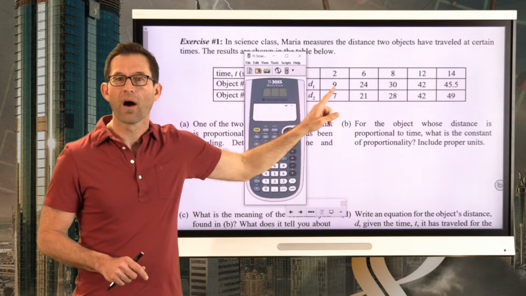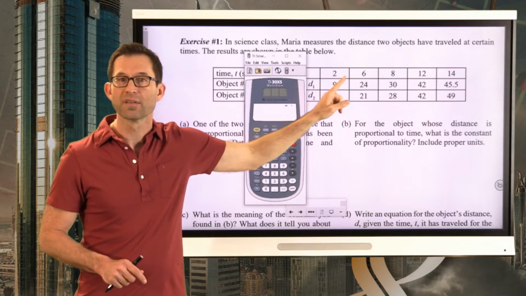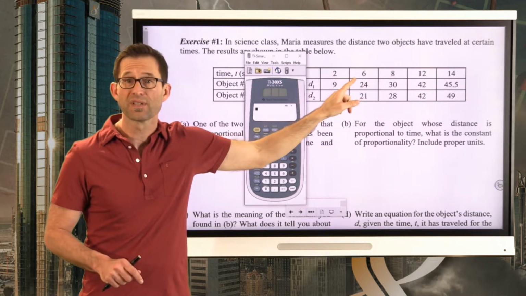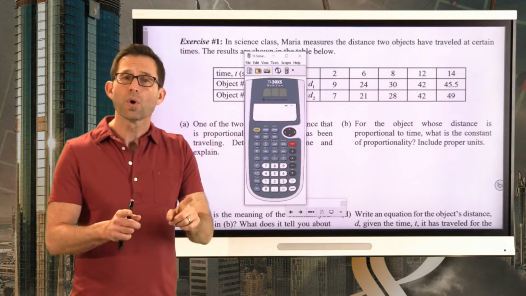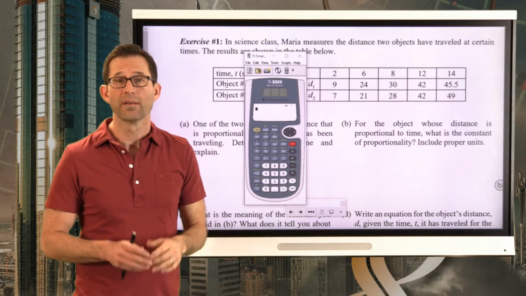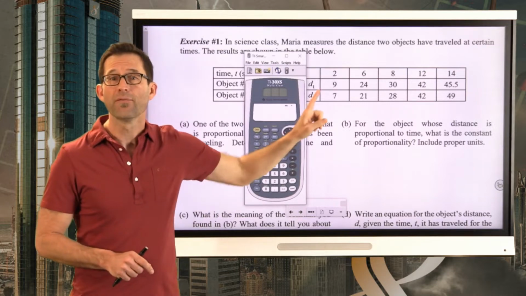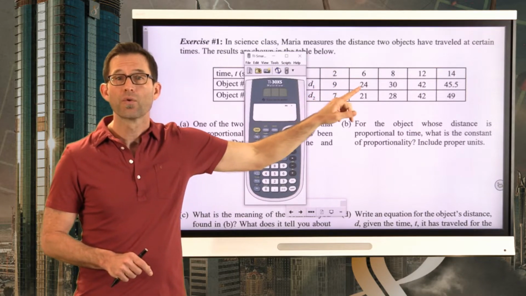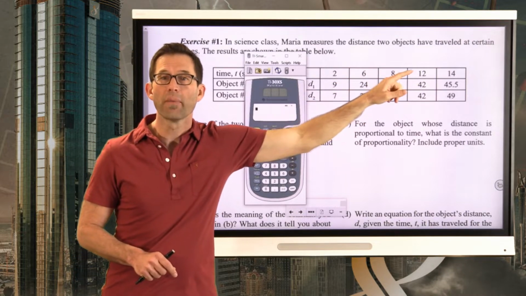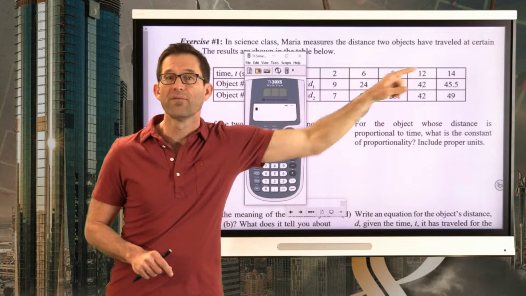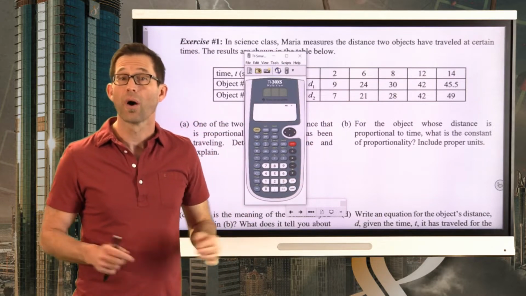We have a distance of 9 compared to a time of 2 seconds, a distance of 24 compared to a time of 6 seconds, a distance of 30 compared to a time of 8 seconds, etc. So if that first object had a distance proportional to the time, then if we do 9 divided by 2, 24 divided by 6, 30 divided by 8, 42 divided by 12, and 45.5 divided by 14, then we should always get the same number.